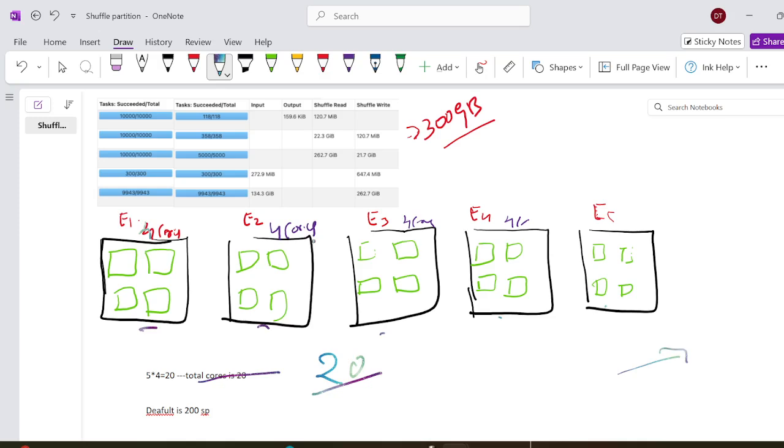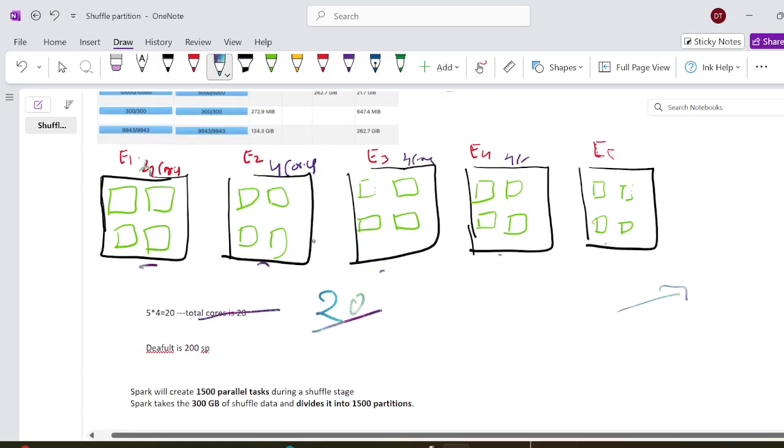Then, once it is completed, we can see the shuffle read, the shuffle read size of the data. If you know the shuffle read of the data is 300 GB, then we can know how many shuffle partitions we need to give. Instead of 200, we need to increase the shuffle partition.